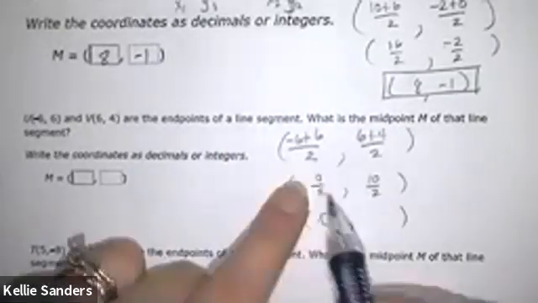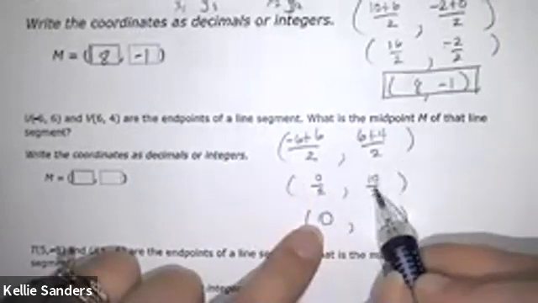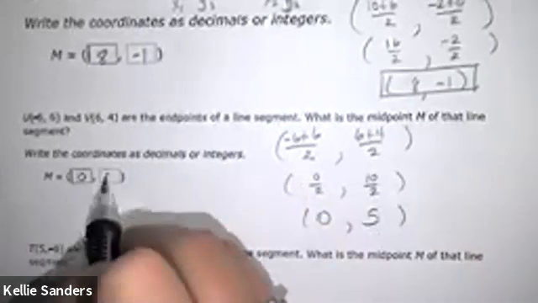All right. So if 0's on top, then your answer is going to be 0. Don't forget. 10 over 2, or 10 divided by 2 is 5. So our answer is 0, 5.